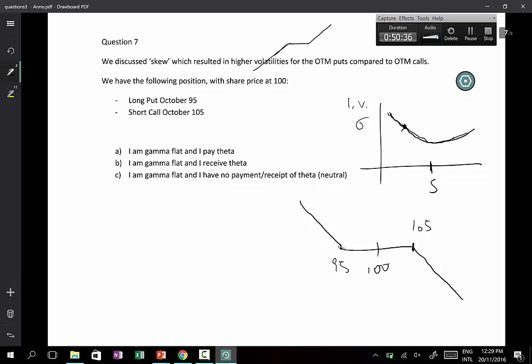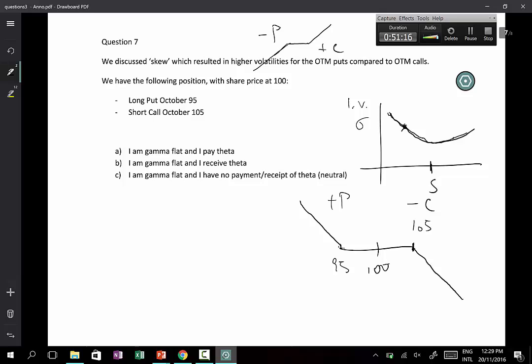Okay. So here, for the one at the top, you are short the put, you're long the call. Here is different. Here you're long the put, and you are short the call. There's a variety of ways to manufacture these things, but I'm just doing it the way they are describing it. Okay. So they're asking you, are you gamma flat and paying theta, or are you gamma flat and receiving theta, or gamma flat and you don't have to pay or receive anything?